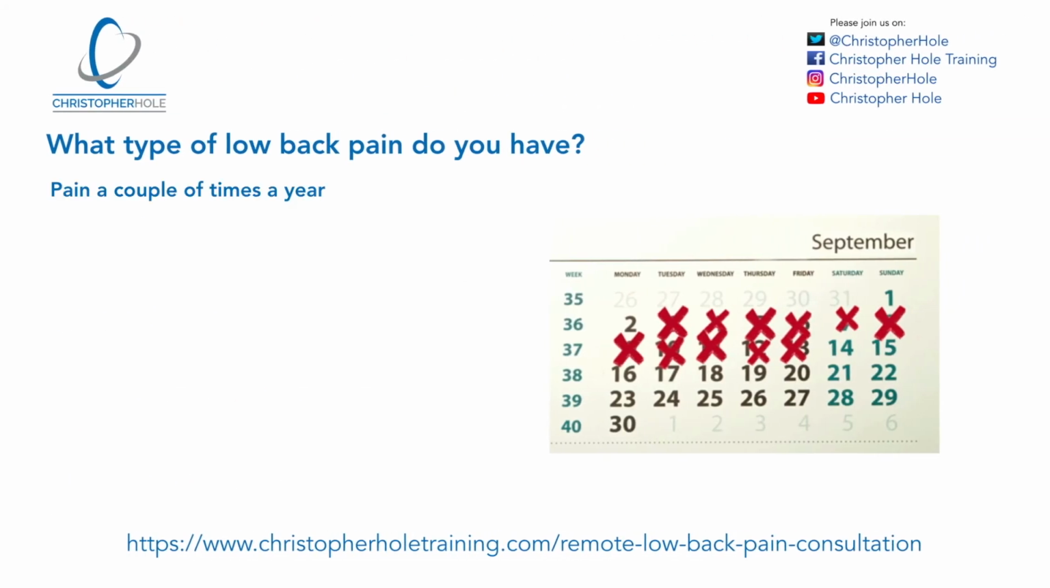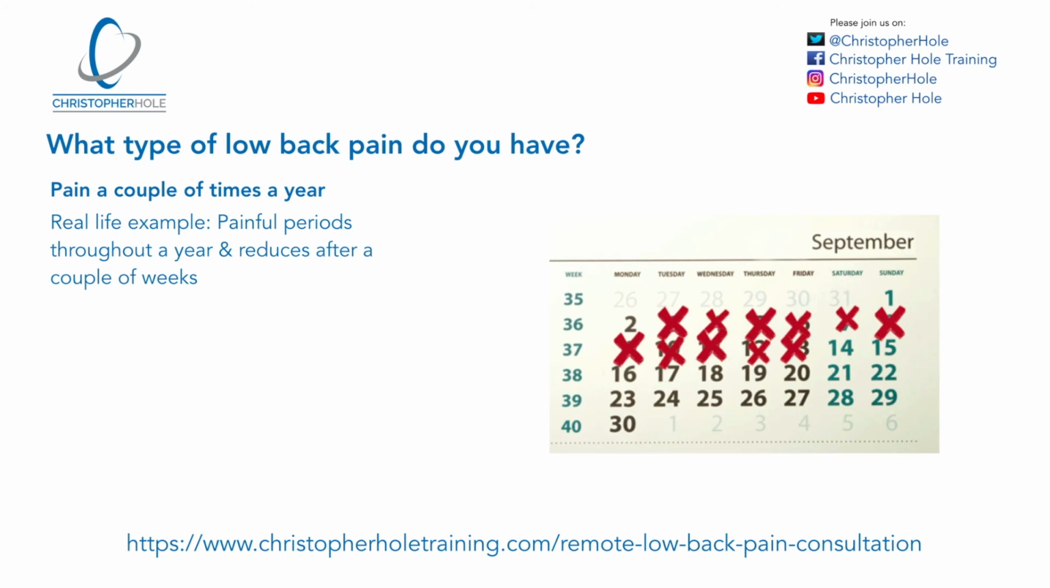And then finally, it's pain a couple of times a year. Now this is a slightly different strategy in how we manage it, but essentially a real life example is painful periods throughout a year, and it reduces after a couple of weeks. So it might be that, as I've put in the image there, it comes in September and it comes in May, for example. Now yours might be more regular or it might be less regular, but you've got to start identifying when that is. So what could be causing it?